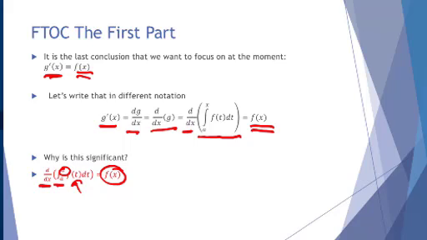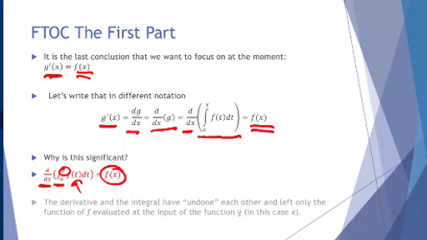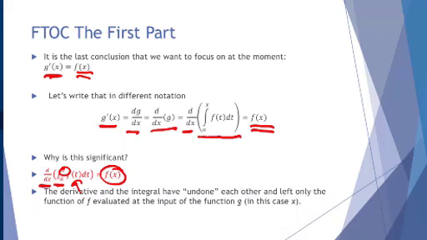But the integral is no longer in place. Notice the integral has completely disappeared. The derivative and the integral have undone each other and left only the function f evaluated at the input of that function g. In this case, that's x. So what makes that particularly helpful is it allows us to take these derivatives and see very clearly what the results are going to be with actually some pretty minimal effort.